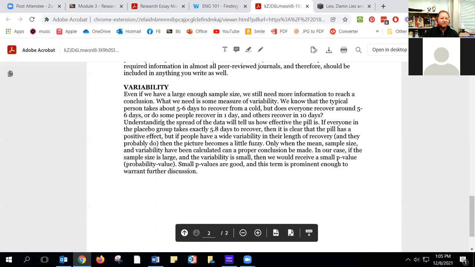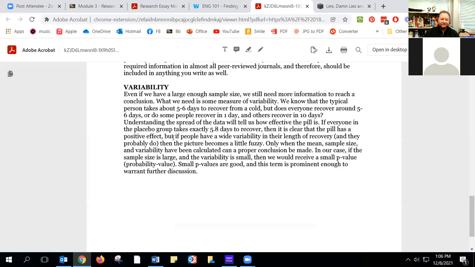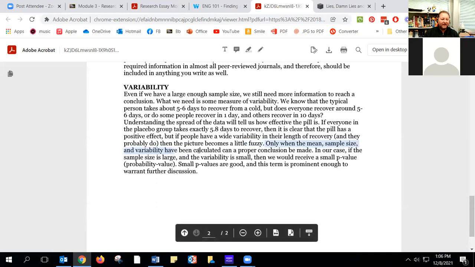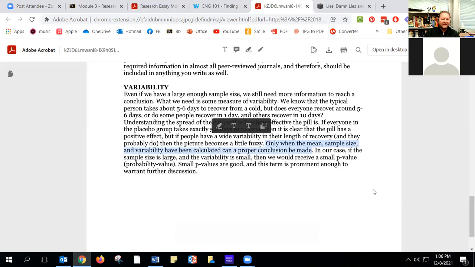So then understanding the spread of the data will tell us how effective the pill is. If everyone in the placebo group takes exactly 5.8 days to recover, then it's clear that the pill has a positive effect. But if people have a wide variability in their length of recovery, then the picture becomes fuzzier. So only when the mean, the sample size, and the variability have been calculated can a proper conclusion be made, all right? So you'd have to know all three pieces of data to actually say, yes, this pill actually works, or no, this pill does not work, right?